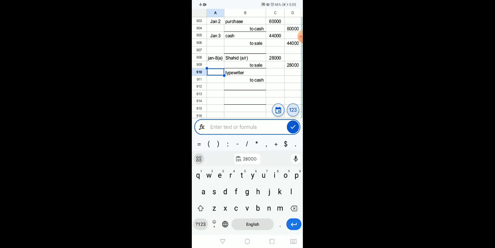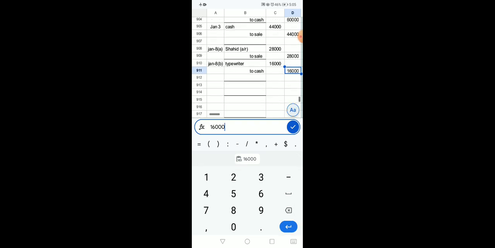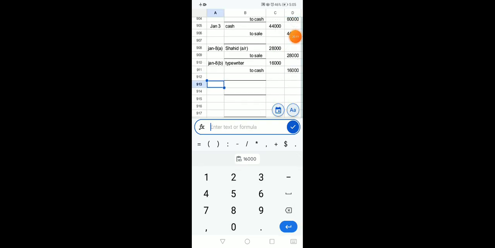This was again January 8. So for mentioning the date, we will choose January 8, but it's B entry for January 8. What was the worth of this typewriter? 16,000. So you will write 16,000 on debit side, and you are supposed to write the same amount on credit side as well. This way you have completed January 8th entry. Now we are going to see what the next entry is. After 8 we have January 10.